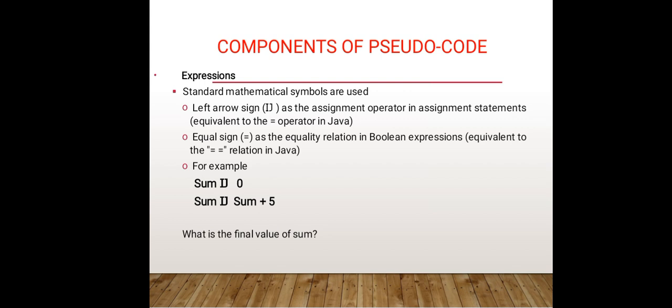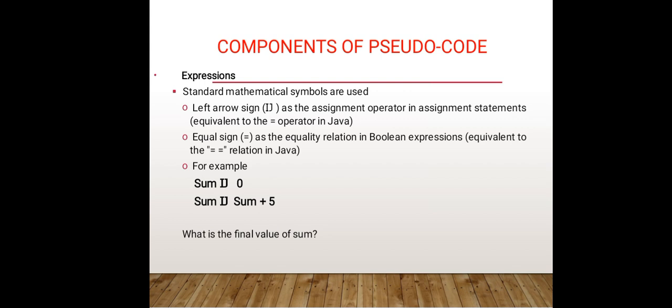Expressions are just standardized mathematical symbols that are used, like the left arrow sign. In computer language, you can put the left arrow as the assignment operator in assignment statements, equivalent to the equal operator in Java. Then the equal sign is the equality relation of the Boolean expression, which is equivalent to the equals relation in Java.